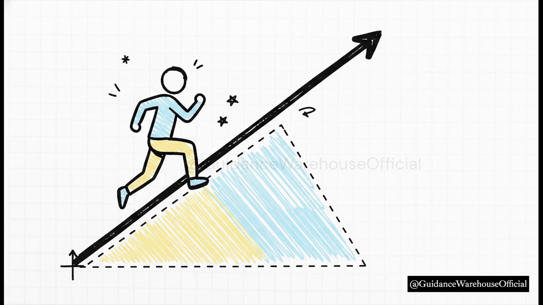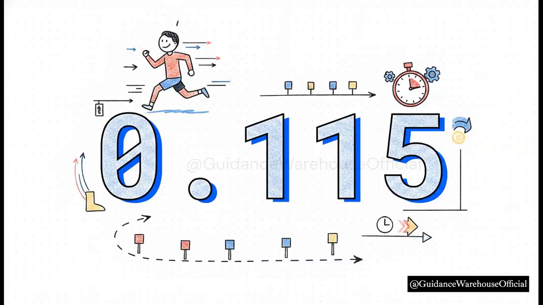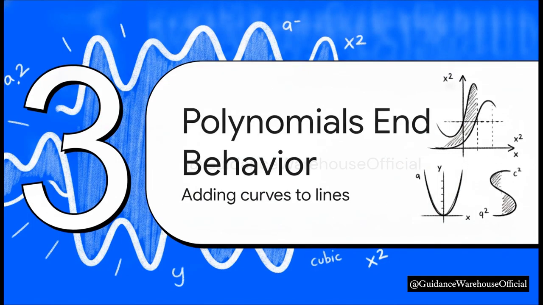If we divide 9 by 78, we get roughly 0.115. But wait, hold on a second. What does that number actually mean in the real world? This is crucial. That 0.115 isn't just some random abstract slope floating on a graph. It actually represents her average velocity in miles per minute. She ran exactly 0.115 miles every single minute. Pretty cool, right? All right, on to Section 3, Polynomials and End Behavior.